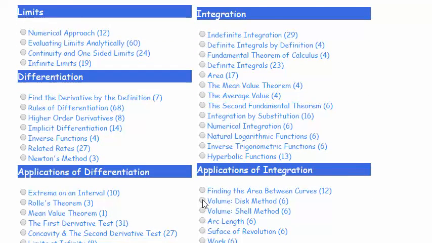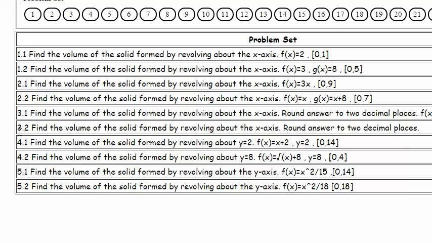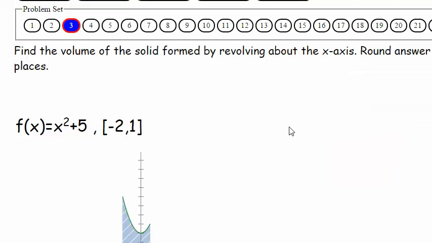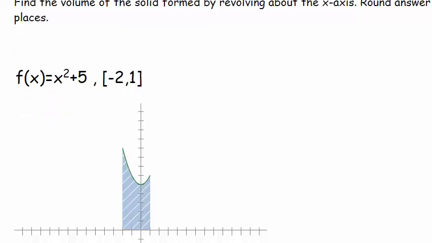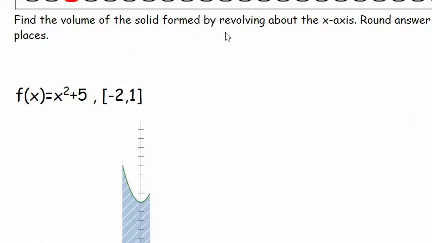If you're wondering, if you care, let's see. Hold on just a second here. Make sure I'm doing the right problem. Find the volume, solve formula. Okay, I think that's it. About to sneeze here. Hold on. Find the volume of the solid formed by revolving about the x-axis. Round answer to two decimal places.